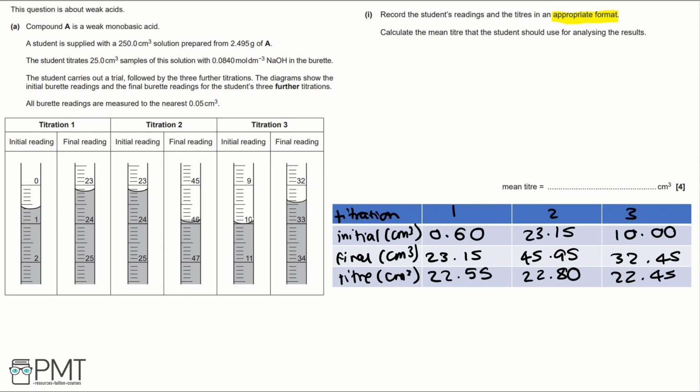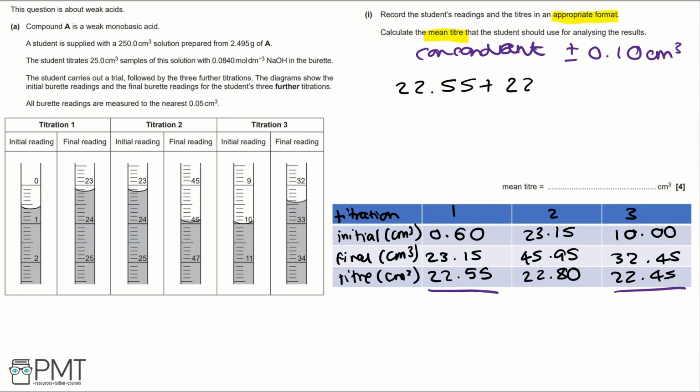Next key piece of information is that we're looking for a mean titer. When working out a mean titer, you look for concordant results, and that is plus minus 0.10 centimeters cubed. So if we look at our titration titers, titration 1 and titration 3 have concordant titers. So when working out the mean, we do 22.55 plus 22.45 divided by 2, which gives us 22.50 as our mean titer.